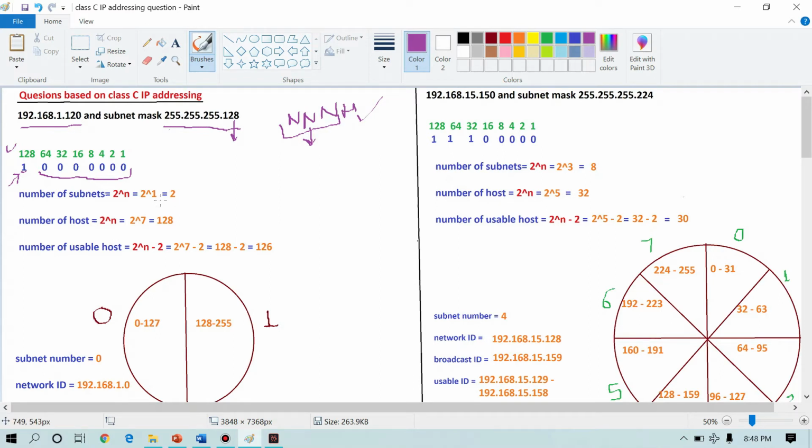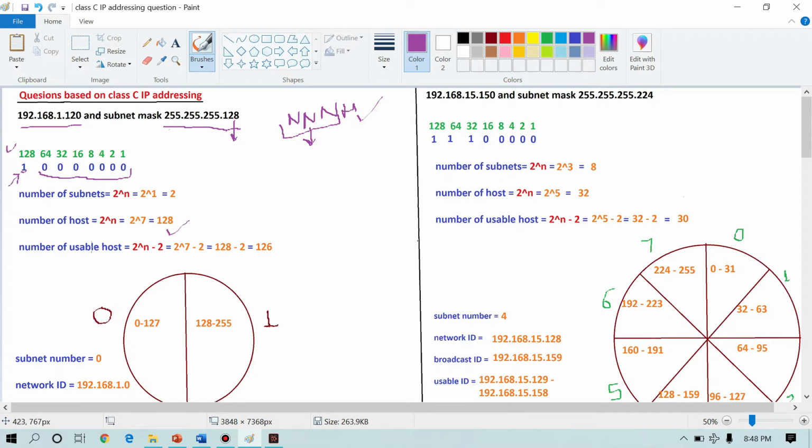Any number to the power 1 becomes the same number. Similarly, how many zeros do we have? We have 7 zeros. So while calculating the number of hosts, we have written 2 to the power n, which is 2 to the power 7, because here we have 7 zeros. That's why we have the same formula for calculating the number of subnets and the number of hosts. It all depends on ones and zeros. So 2 to the power 7 is equal to 128.